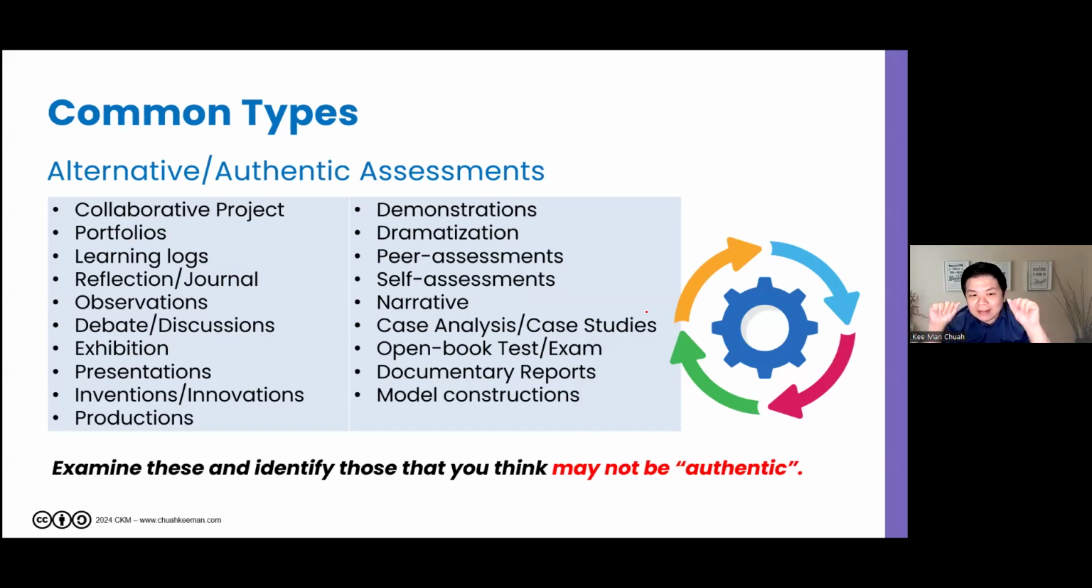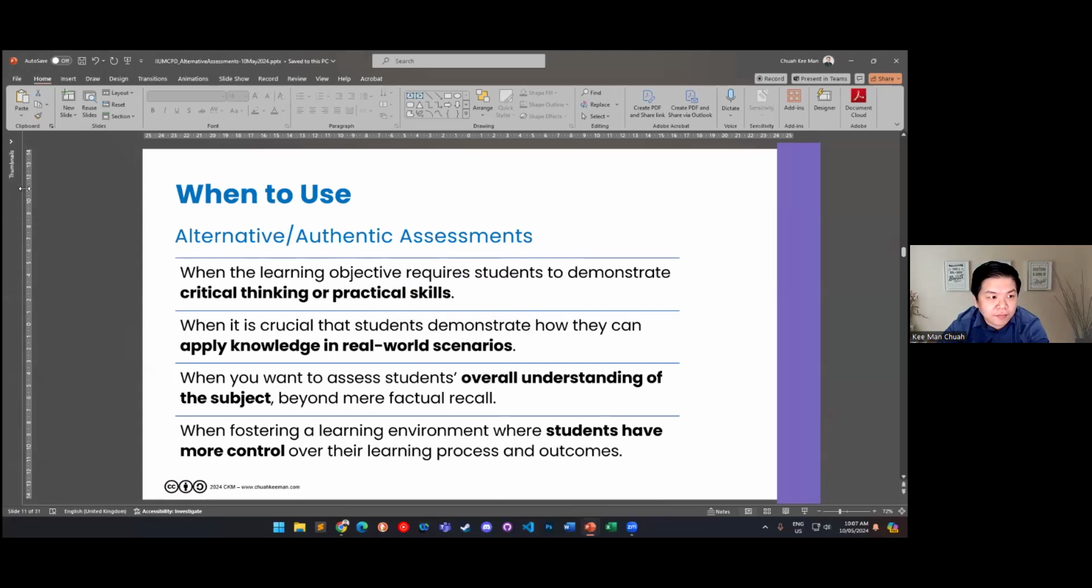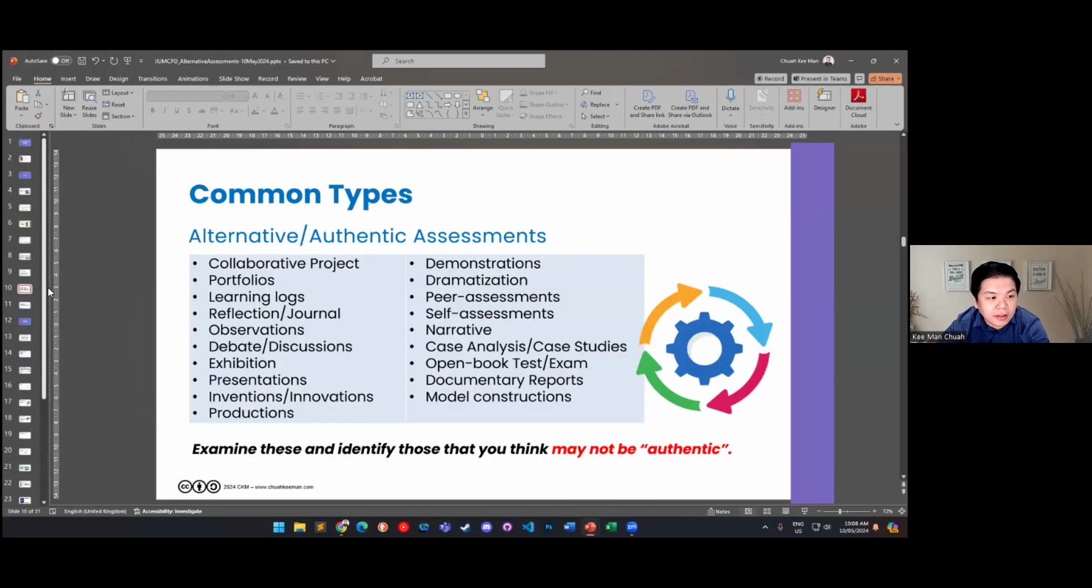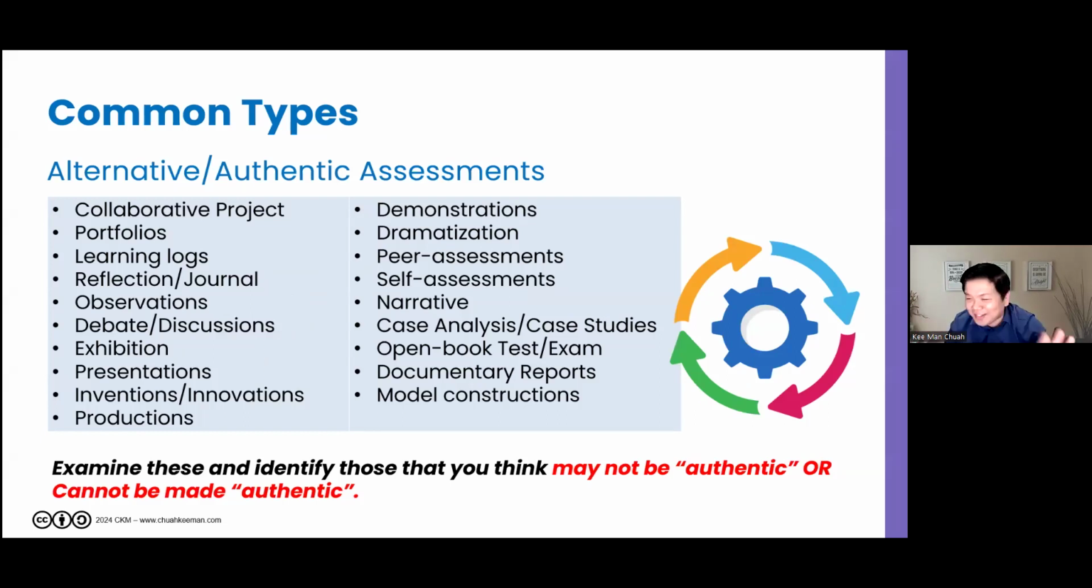So take 10. While you are taking the short break, you can think about this. Maybe I'll change this instruction so it's clearer for you. Oh, cannot be made authentic means it's very hard for you to make it authentic because it's already very traditional. Take a look at it and then we argue, while you're taking your 10 minute break.